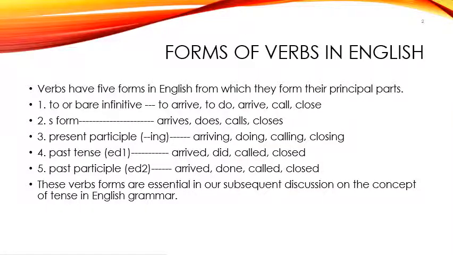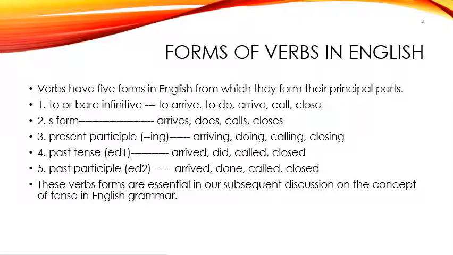Before we move on to the concept of tense, which is the first item to be discussed in this lecture, I think it is very important for us to identify and discuss the four, or rather five, forms of verbs in English. Verbs are said to have five forms, which form their principal parts. The first form is called to infinitive or bare infinitive. This is the dictionary form of a verb without any inflection.